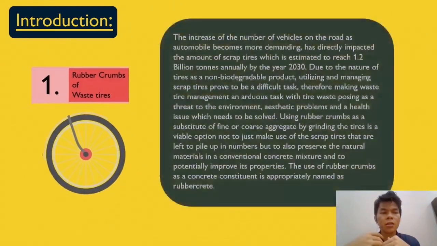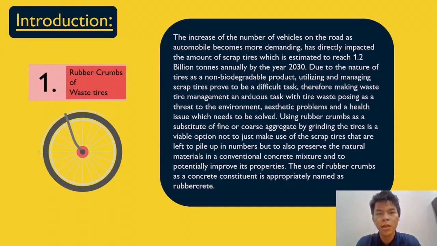The theory behind using rubber crumbs of waste tires as an aggregate of the constituent of concrete is that there has been an increase in the number of vehicles on the road as automobiles become much more in demand, and it has directly impacted the amount of scrap tires, which is estimated to reach 1.2 billion tons annually by the year 2030. Due to the nature of tires as a non-biodegradable product, utilizing and managing scrap tires proved to be a difficult task, with tire waste posing as a threat to the environment, aesthetic problems, and a health issue which needs to be solved.